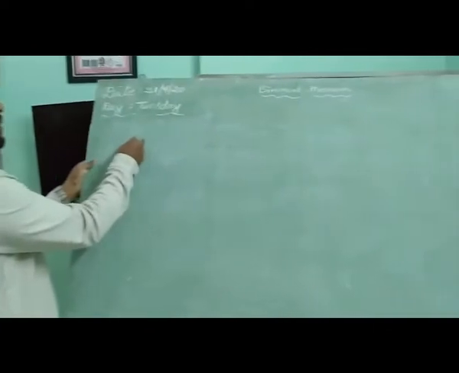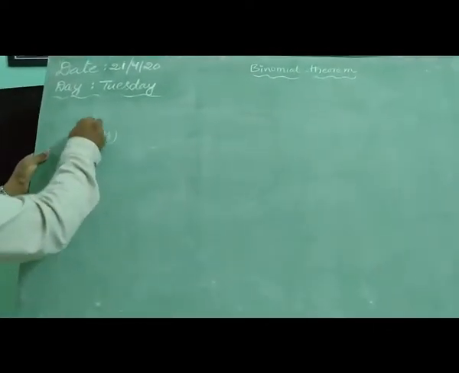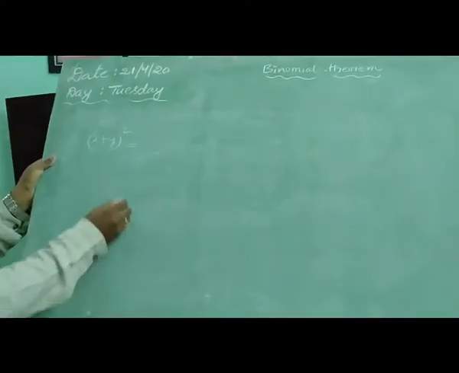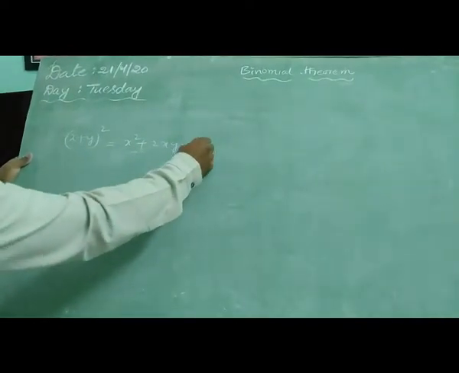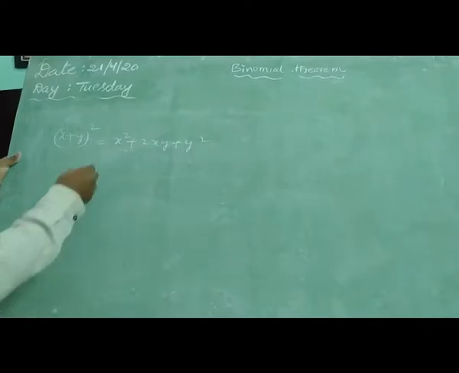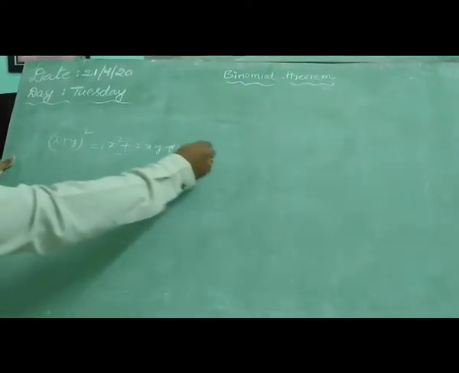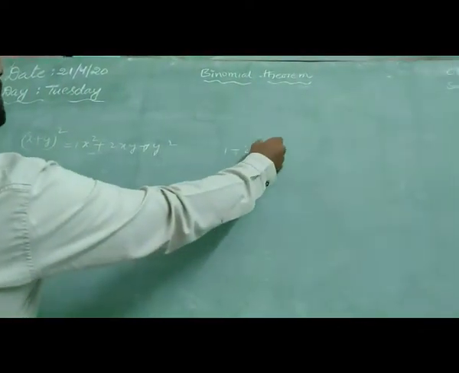Suppose we take one expansion, x plus y whole square. X plus y whole square is equal to x square plus 2xy plus y square. Here the coefficients are 1, 2, 1. So their sum is 1 plus 2 plus 1, that is equal to 4.